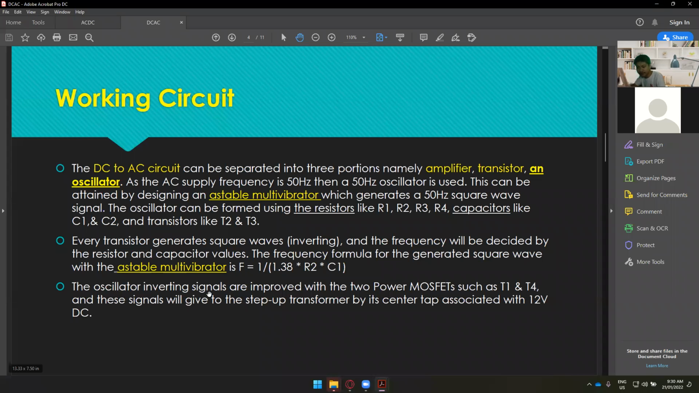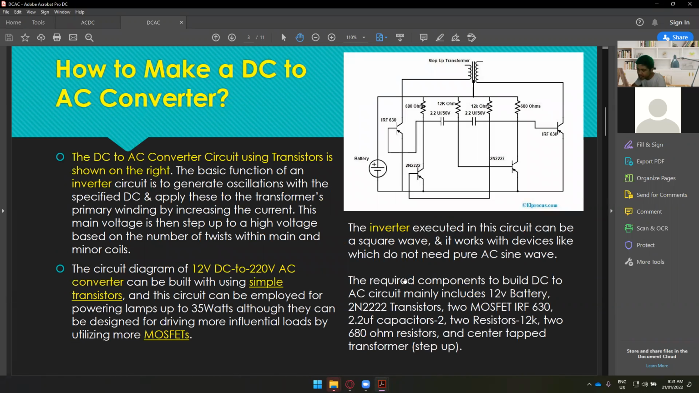And then the oscillator inverting signals are improved with the two power MOSFETs, T1 and T4. These signals will be given to the step-up transformer by its center tap associated with 12 volts DC. So in other words, this is the explanation and how to set up the values for your converter with the use of MOSFET, transistor, and resistor.